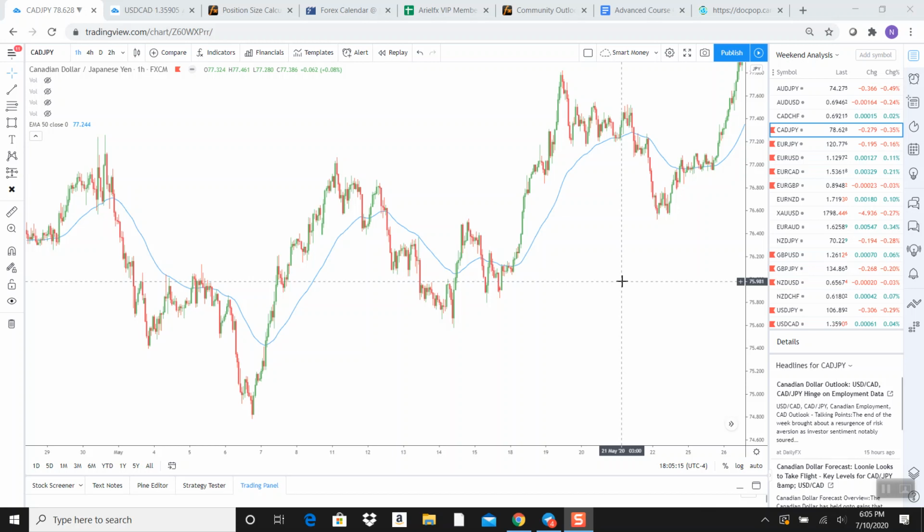All right, I just want to go over a few pairs with you guys today: CAD JPY, USD JPY, and Euro USD. All right, so Smart Money Concepts 3, let's get it.